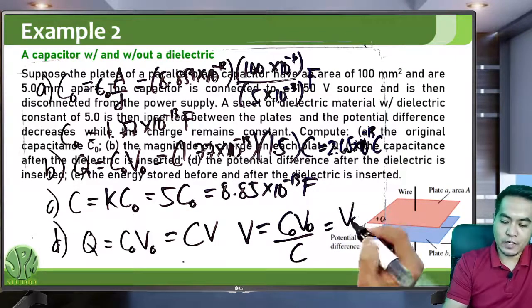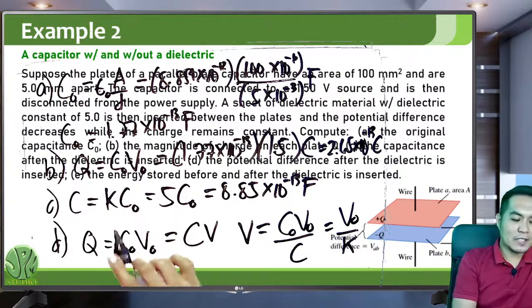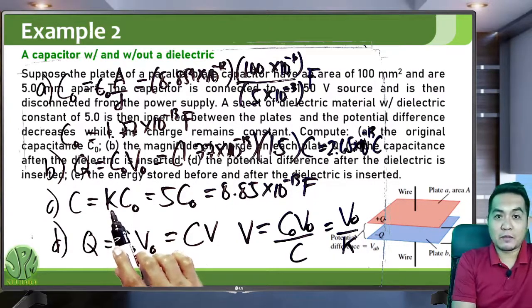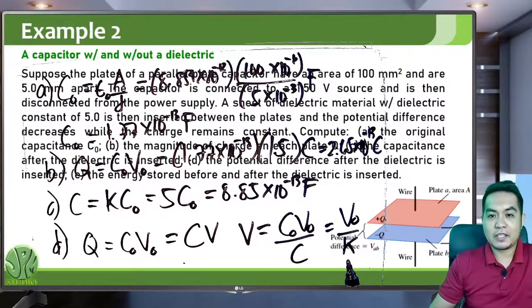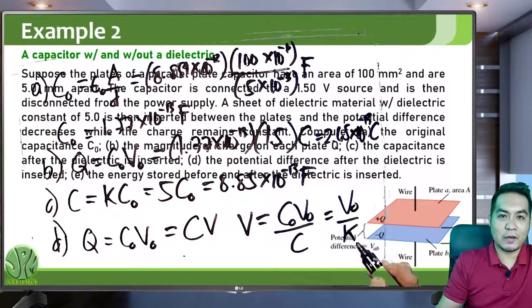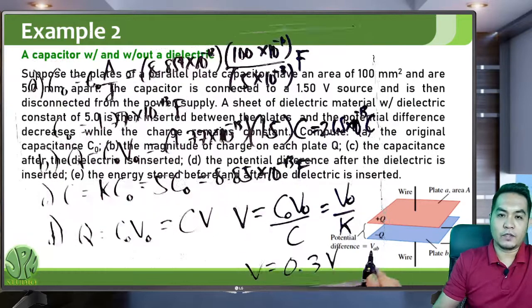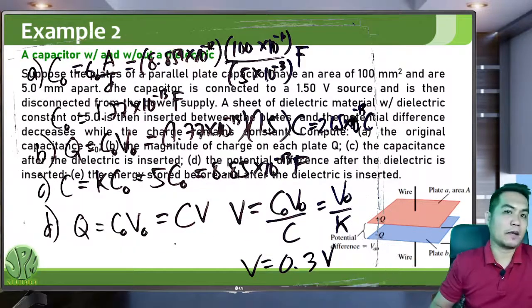So this is just V naught over K. You will notice that the capacitance increases by a factor of K, but the voltage is divided by K. So V naught is 1.5 divided by 5, and you will get V is 0.3 volts. 1.5 divided by 5, you will have 0.3 volts.